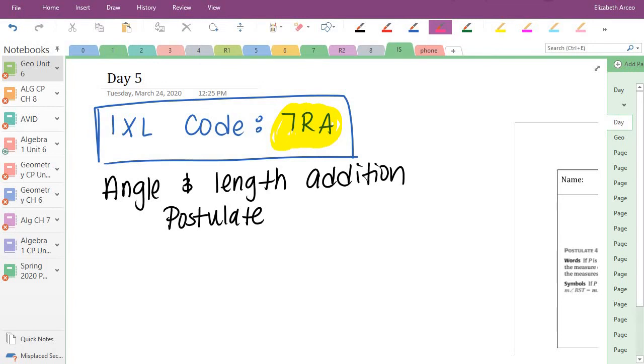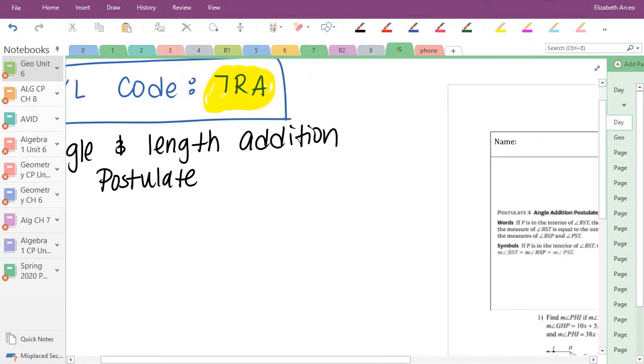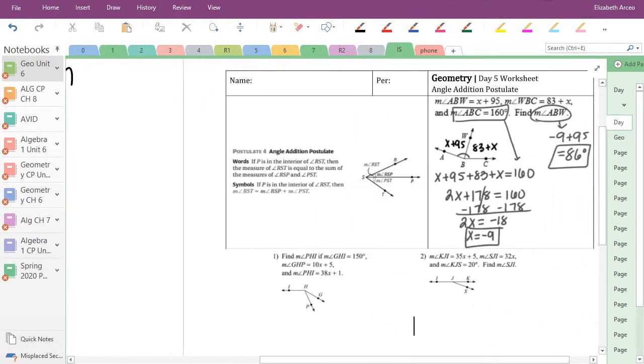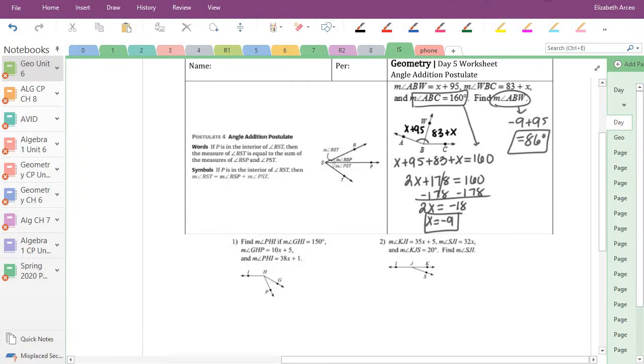Okay, so today you are doing the angle and length addition postulate. The IXL code is 7RA, and if you're choosing to do the packet, I'm going to be doing the first example, and then I will be doing one example on IXL just in case.